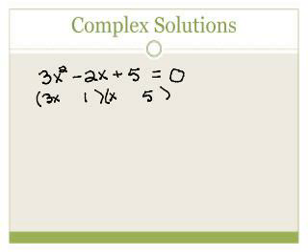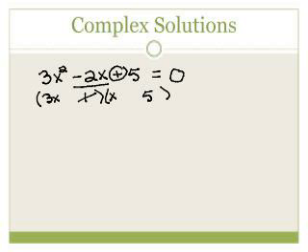I know because this is a positive, they have to both be the same sign. So both positive, both negative. Well, if they're both positive, I would get a 15x and a 1x. And if they're both negative, I get a minus 15x and a minus 1x. Well, that doesn't give me that negative 2x.